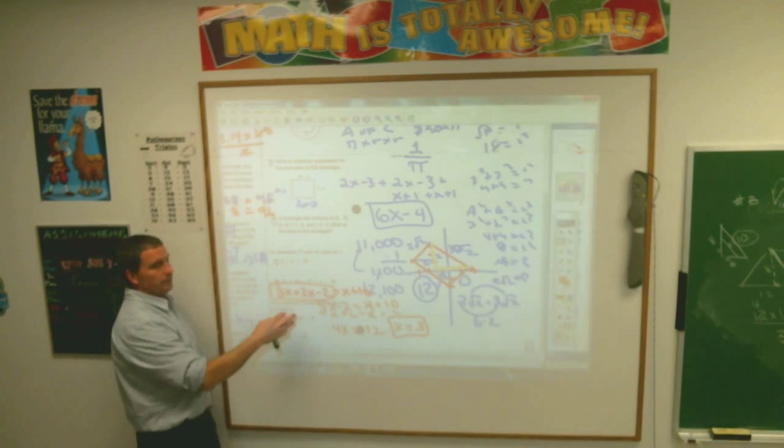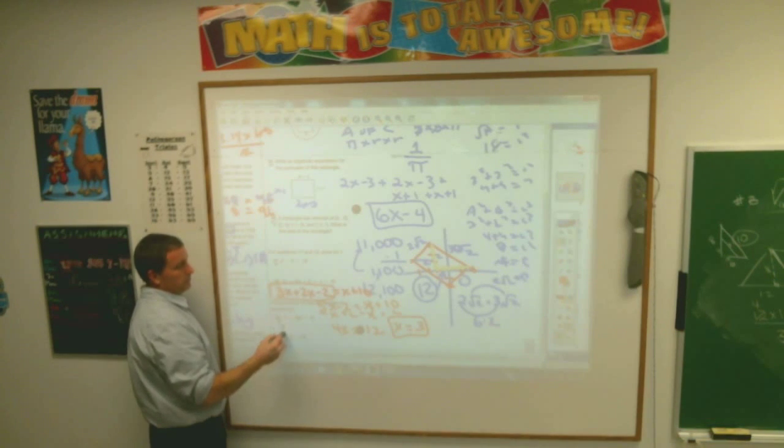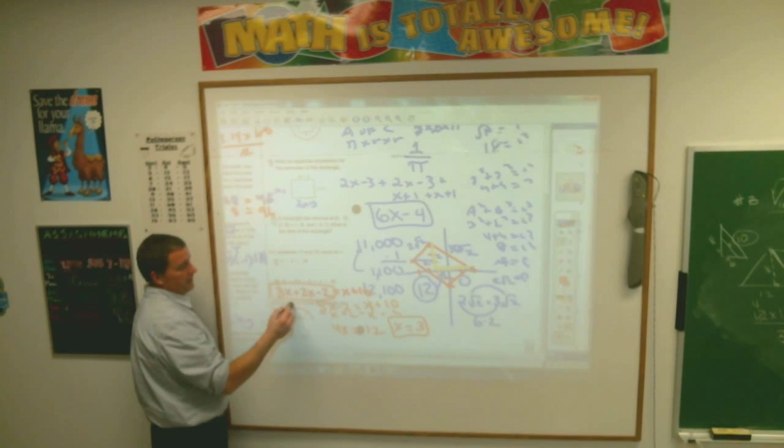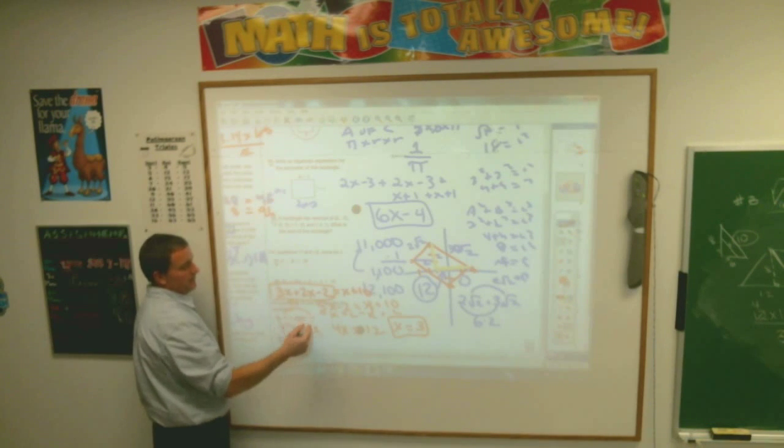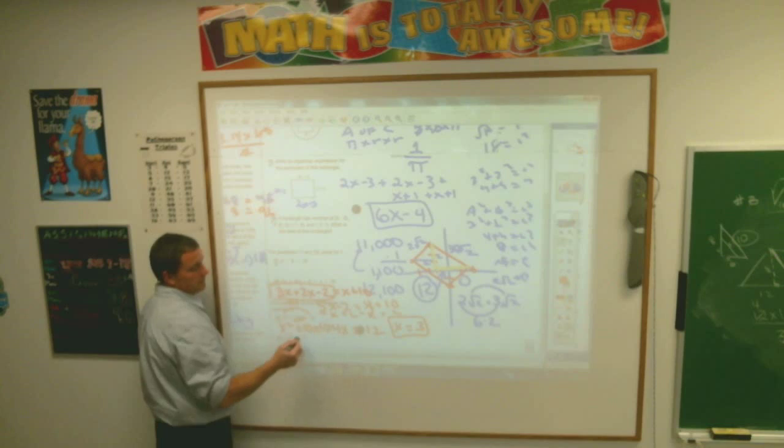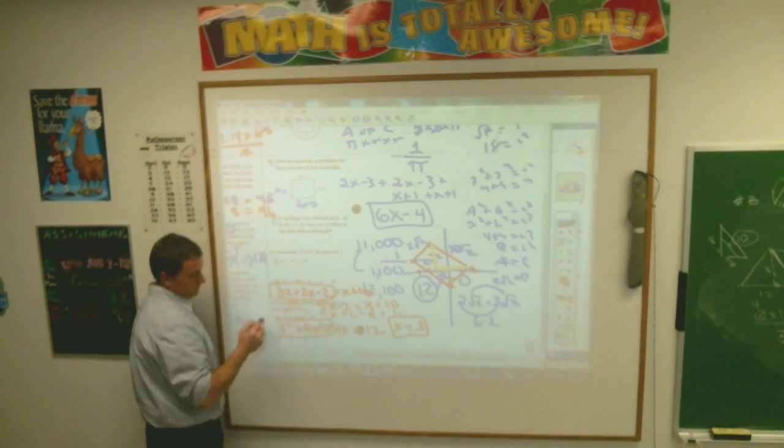I'm hoping you got FOIL down for this. First term is x squared. Outside term is 5x. Inside term is 5x. Put those together, you get the 10x. And then the last terms, 5 times 5 is 25. Put the 2 last terms.